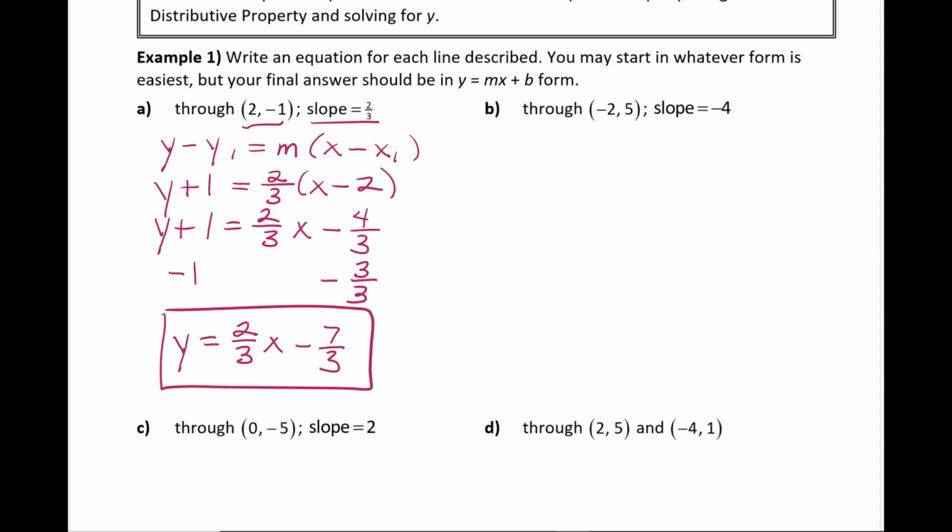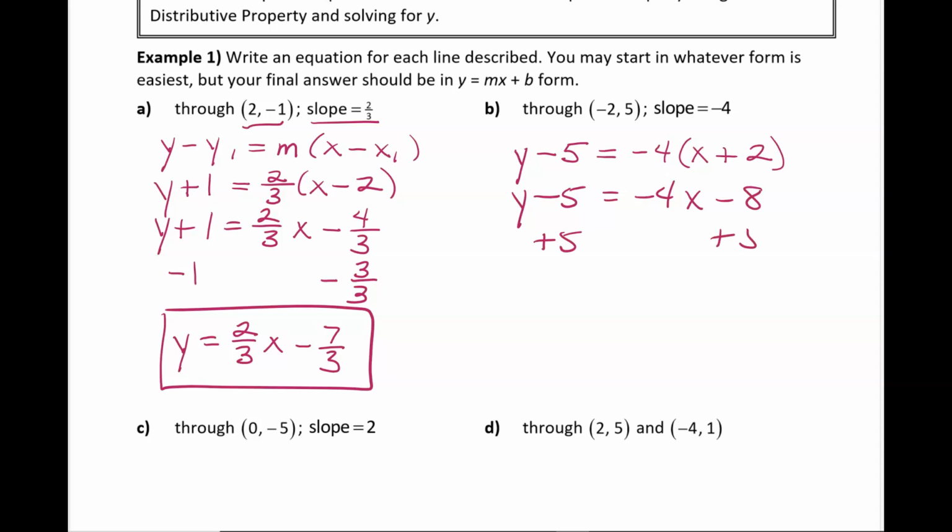All right, let's try B. Similar type of question. We're given a point and a slope, so an easy place to start is the point-slope form of the equation of a line. y minus the y-coordinate equals m times x minus the x-coordinate, which should be x plus 2. Let's go ahead and distribute. -4x minus 8, and then add 5 to both sides, and that'll give us y equals -4x minus 3 in y equals mx plus b form.